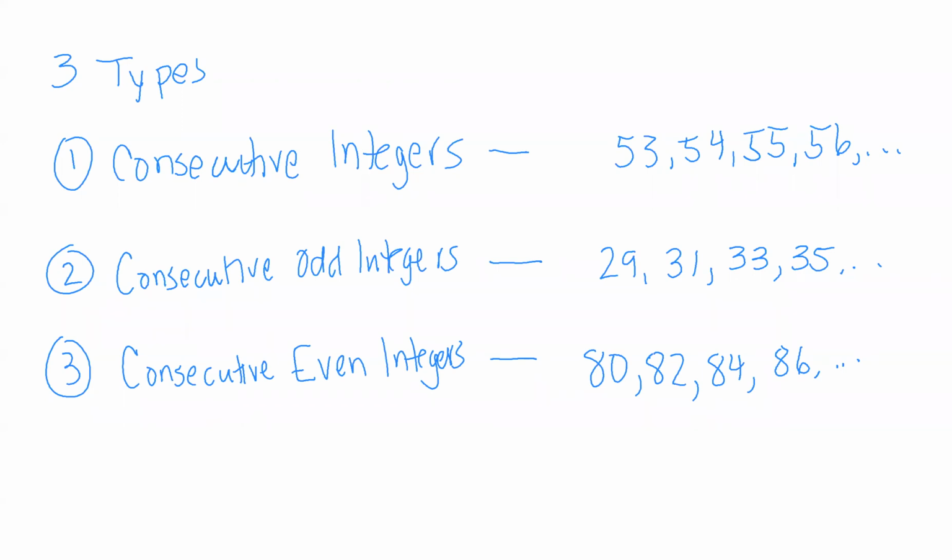So when you're dealing with just plain consecutive integers, a mix of even and odd, you're going to always increment by 1. And then when you're dealing with consecutive even or consecutive odd, notice you're incrementing by 2s.